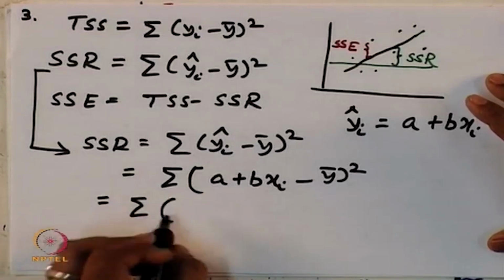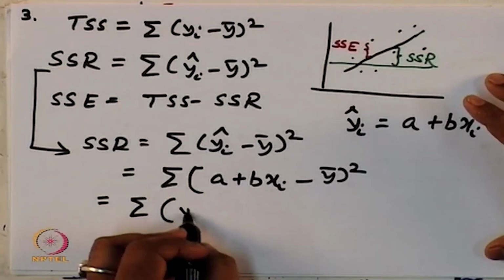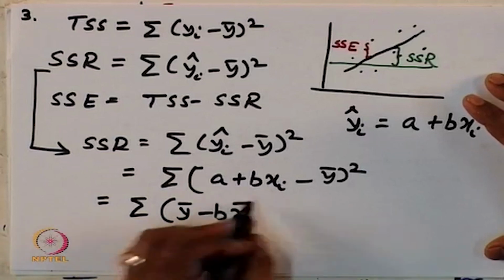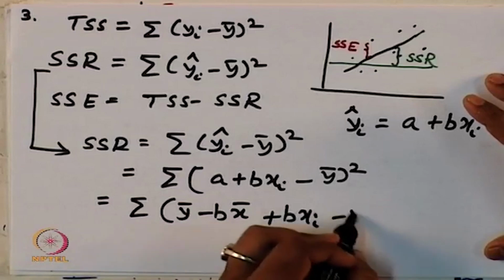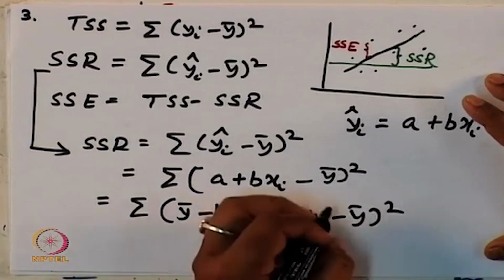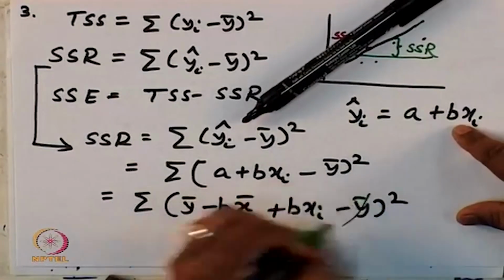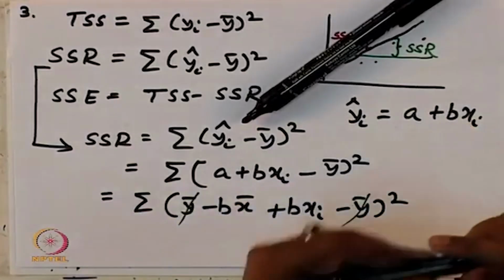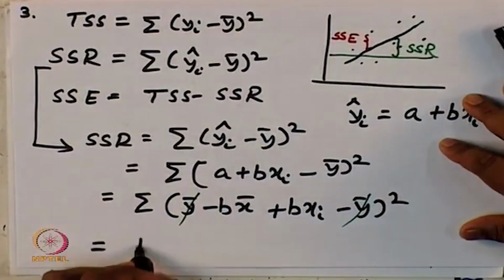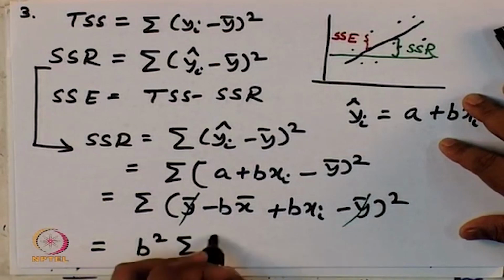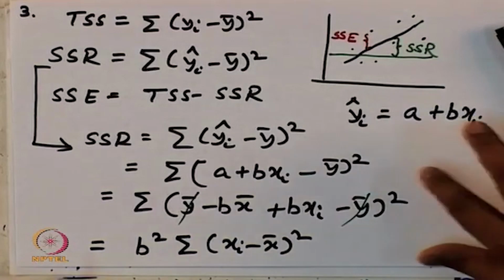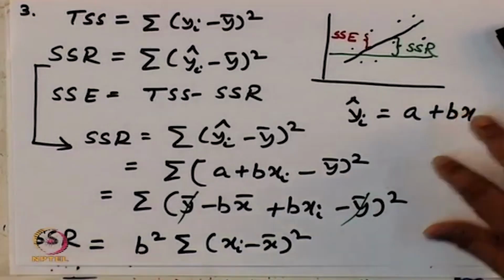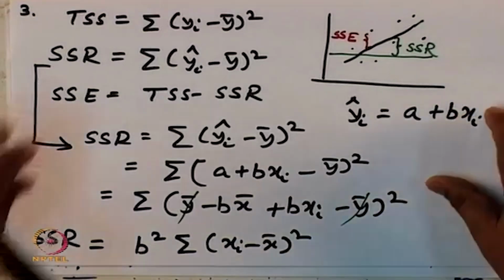So, we know that a is given by y bar minus b x bar. Okay. We can add plus b xi minus x bar whole square. So, your y bar and y bar terms cancel each other out, as a consequence of which you get SSR as b square summation of xi minus x bar whole square. Okay. So, your SSR becomes b square into summation of xi minus x bar whole square.